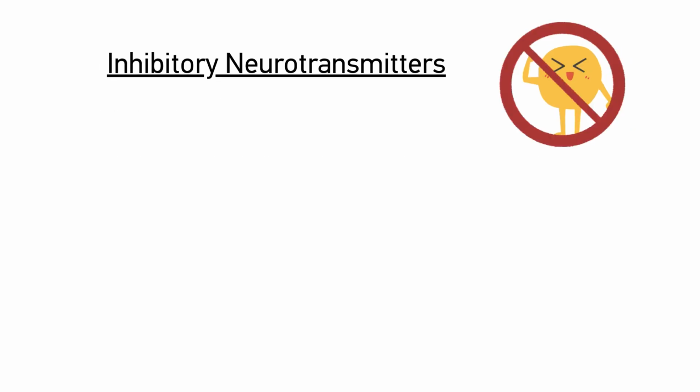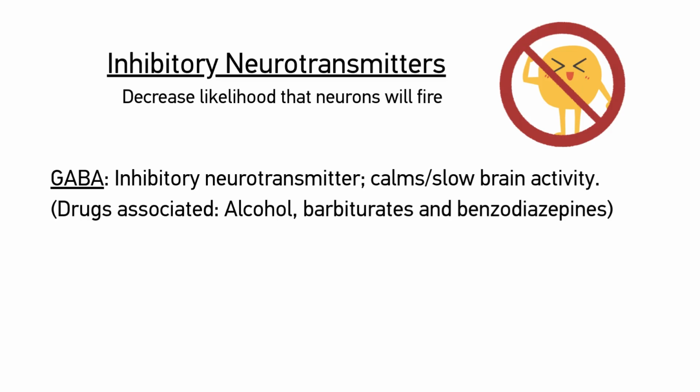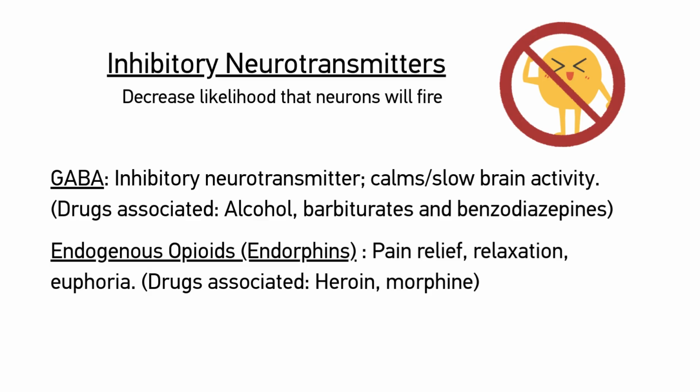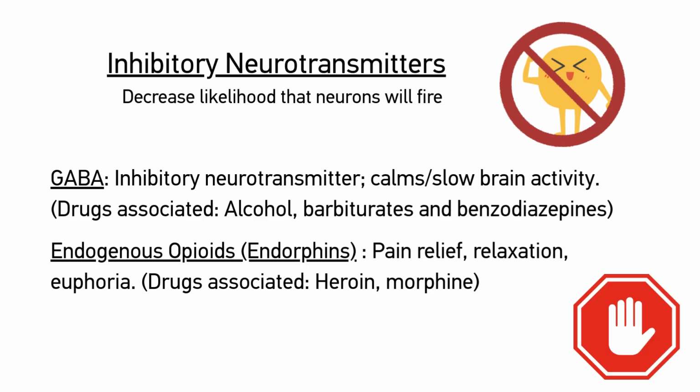Next, we have the inhibitory neurotransmitters. These decrease the likelihood that neurons will fire. This includes GABA and endogenous opioids. Please pause this video so you can read about the details.